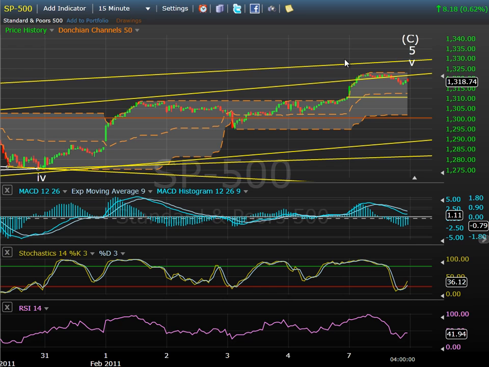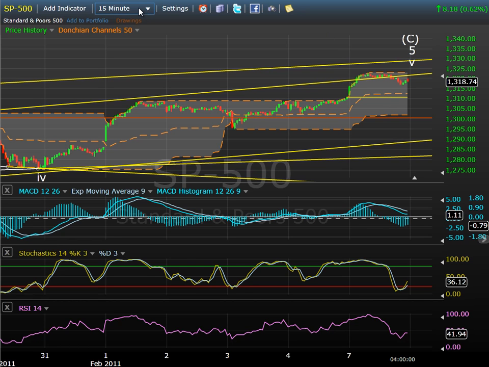But we do have this count. This count is quite solid. This count has a lot of merit to it. I cannot see any flaws whatsoever in this count. But new information could change that. Now, with that said, we are expecting a conclusion to the rally probably tomorrow.